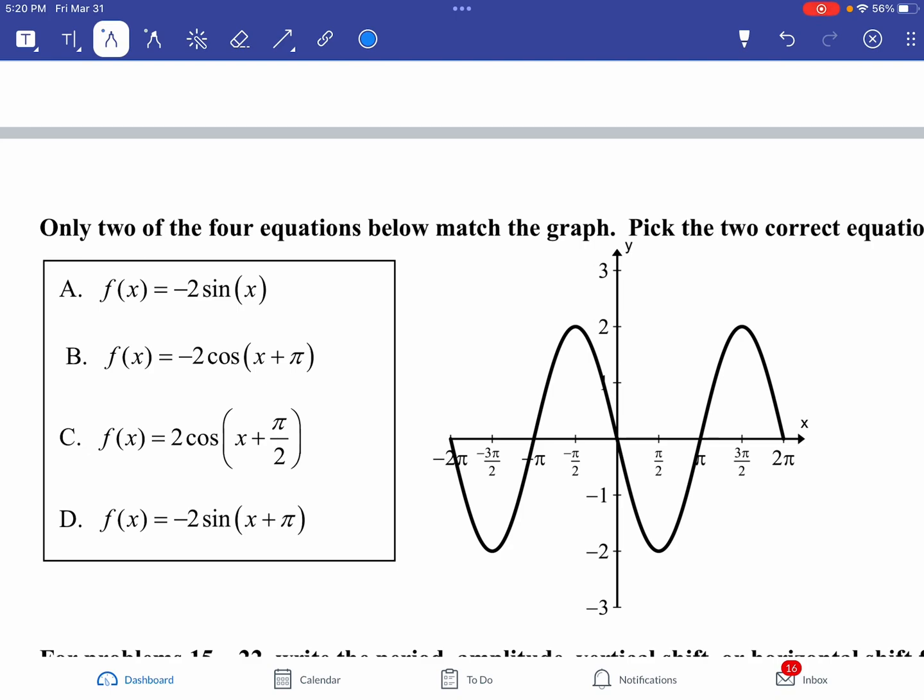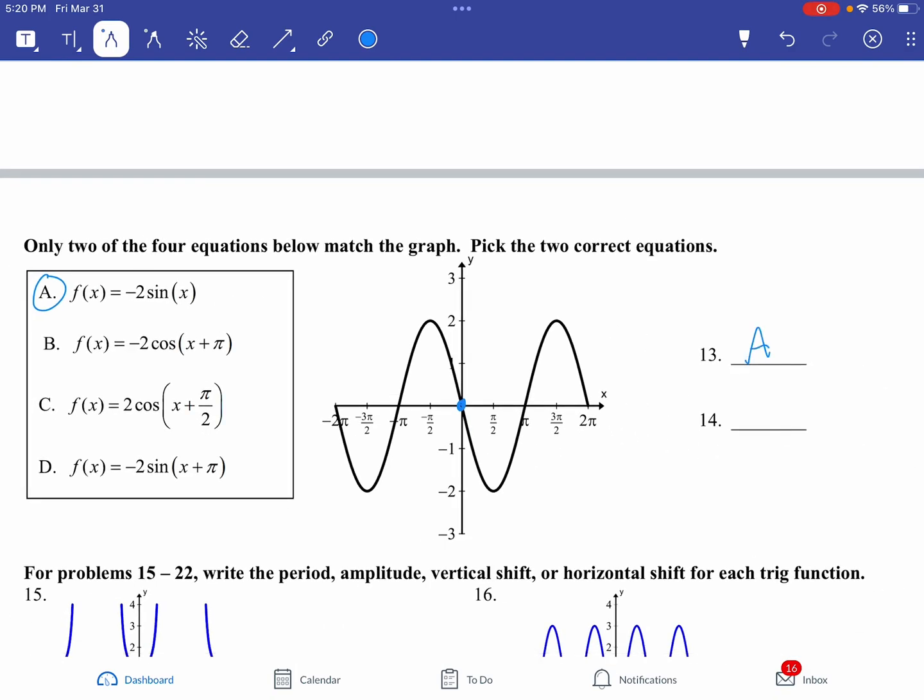So the first one we have is negative 2 sine of x. So that's going to start here. It's going to go down by 2, up by 2, up by 2. That one works. This is going to fit, so we can put A as one of the answers.